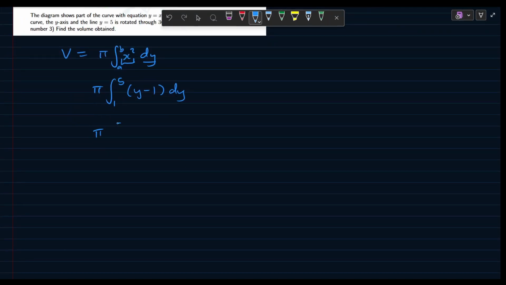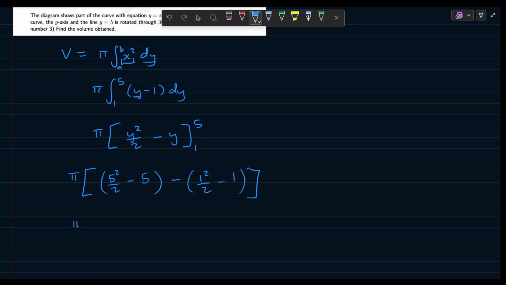So that's pi. If you integrate y, that becomes y squared over 2. If you integrate 1, that becomes y. Our limits are 1 to 5. So pi, let's start by substituting in the upper limit. That's 5 squared over 2 minus 5. And then the lower limit, that's 1 squared over 2 minus 1.